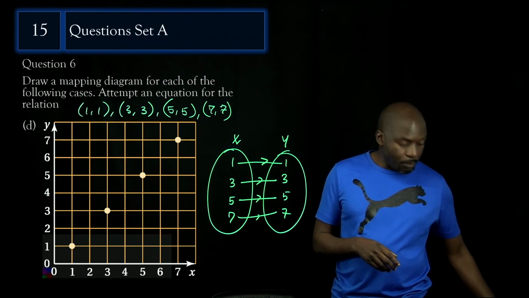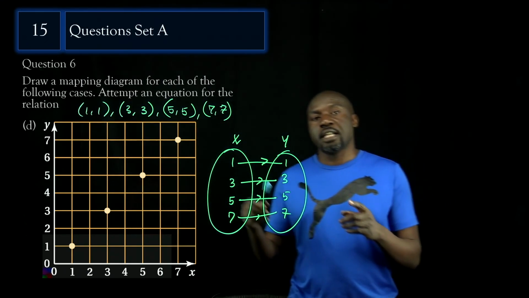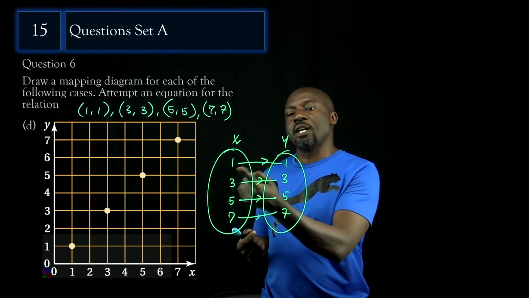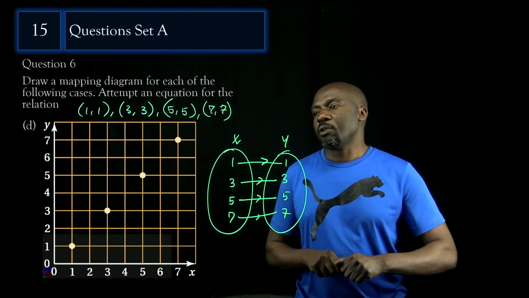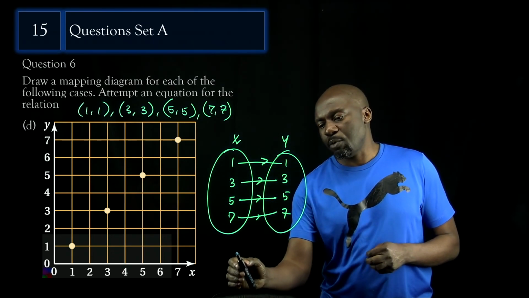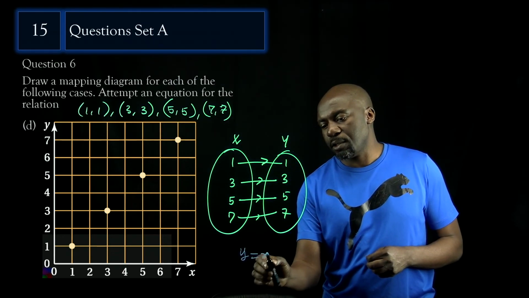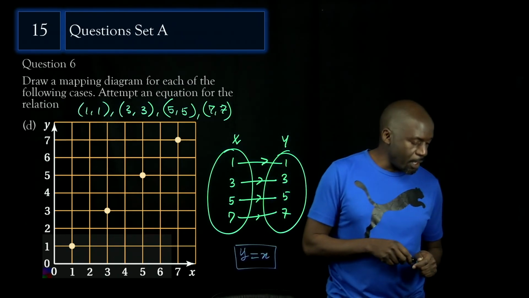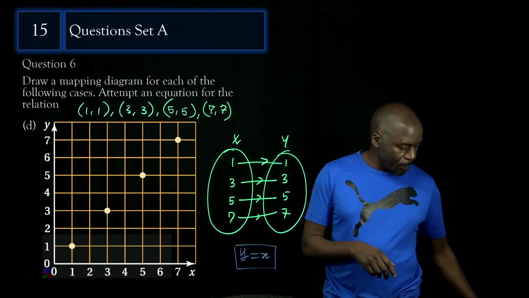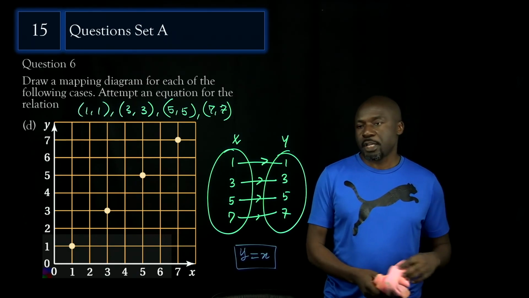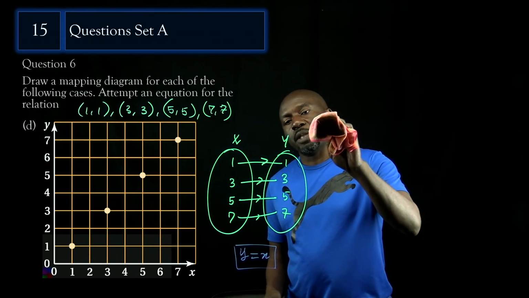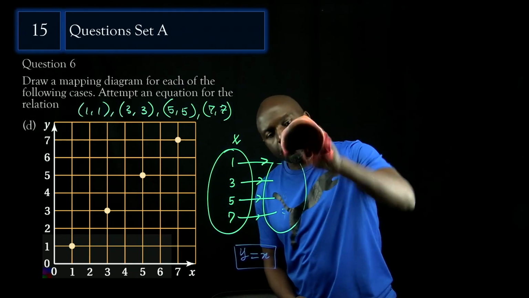Now the next part of the question says to try and find an equation for this relation. Obviously this is straightforward. 1 to 1, 3 to 3. So we could easily say that this would be y equals x, and this is the equation for this particular relation. Keep your questions ready so you can ask them after you've watched the video.